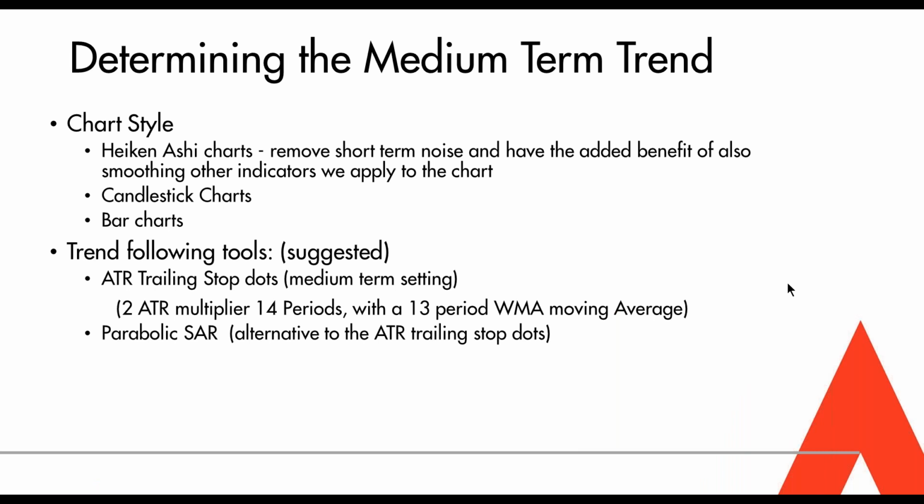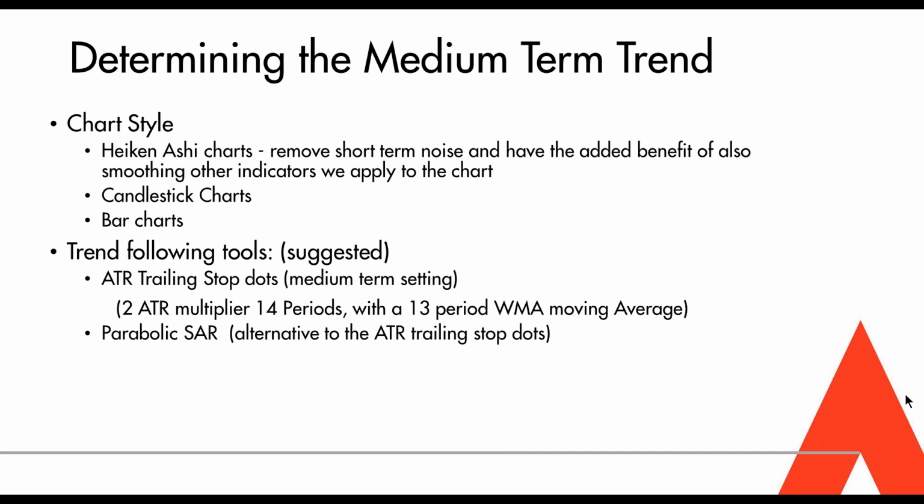So first of all, when we make any trade, regardless of CFD, shares, options, what we need to be able to do first is determine the trends. Now, you can use different chart styles. You might choose candlesticks or open, high, low, close or bar charts, or you might choose Heikin-Ashi charts, which tend to remove the short-term noise because they're taken over 2 sessions and have the added benefit of smoothing other indicators out that we put on the chart.